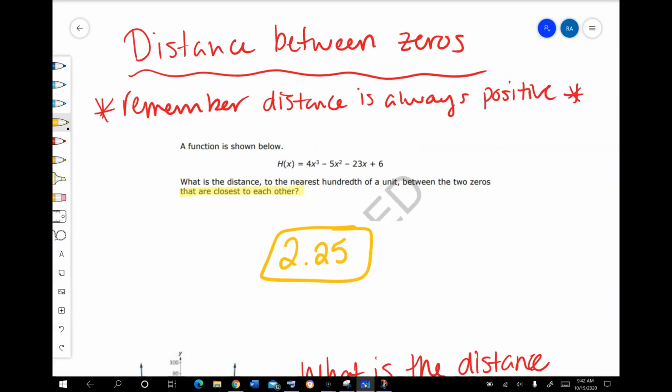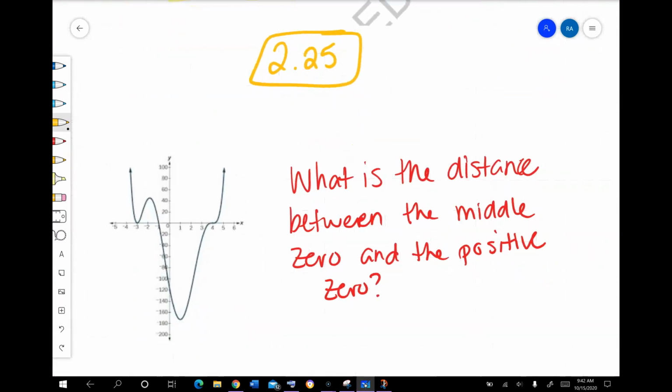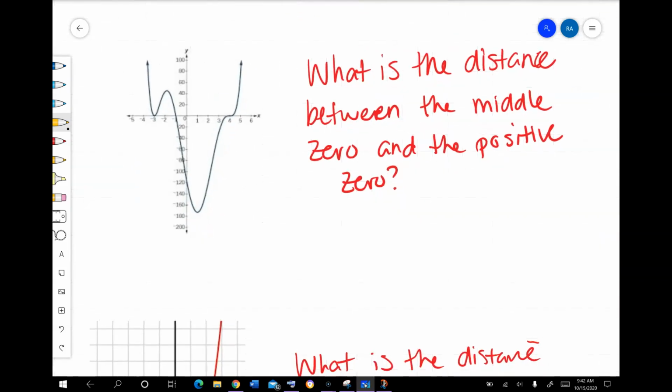All right? The next one I actually give you the graph so we don't have to go to Desmos. This says, what is the distance between the middle zero and the positive zero? Well, this is my middle zero at 1, and this is my positive 0. So I wanted the distance between it. Well, we're going to count the units because there's no decimals here. So it's 1, 2, 3, 4, 5. So the distance would be 5 units. Okay? See, pretty simple.